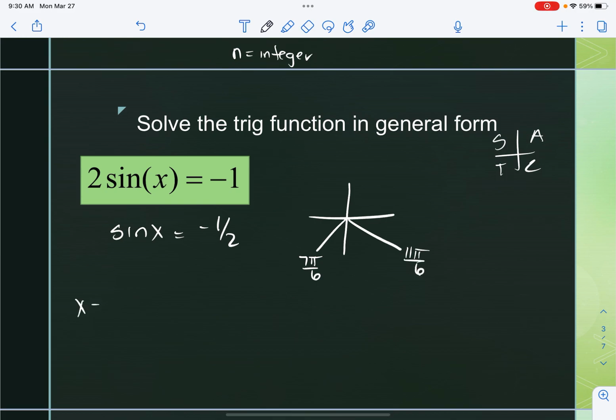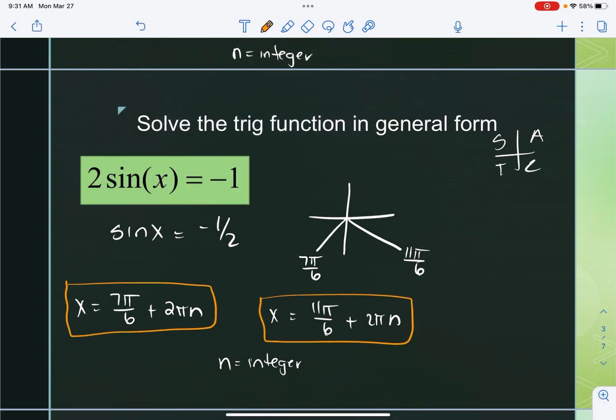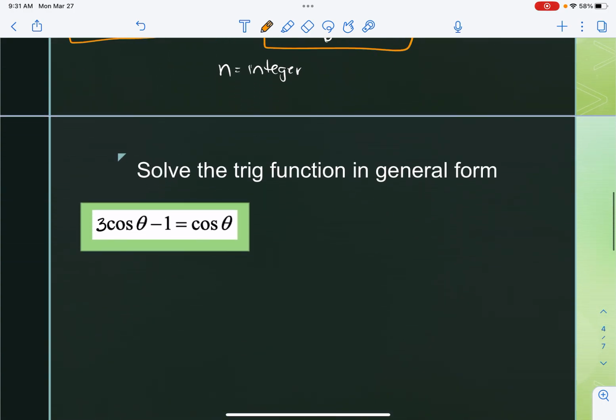So that means x is 7 pi over 6 plus 2 pi n, and remember n is an integer. Those will give me all the angles that have this terminal side that land here. And then x is equal to 11 pi over 6 plus 2 pi n. That will give me all the angles that land here with the same terminal side. So my final answer would be these two. Good job. Let's keep going. Let's try the next one.